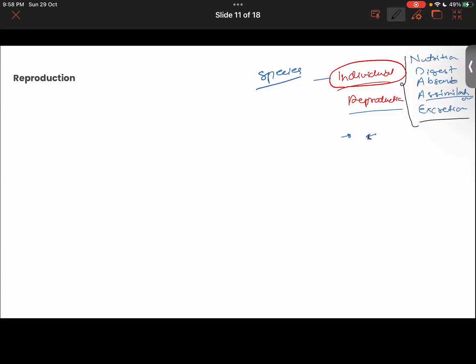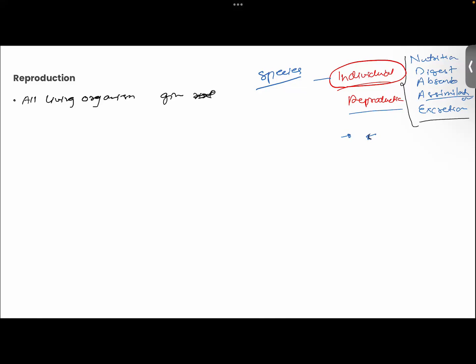So reproduction: we talked about how all living organisms give rise to new ones via the process of reproduction.